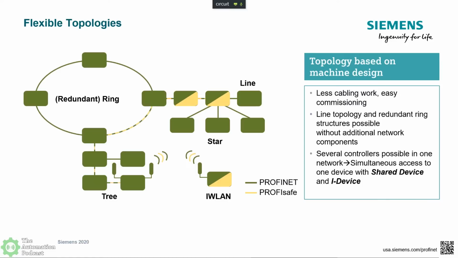What does that mean? You have less cabling and an easy commissioning. Line topology and redundant ring structures are possible with additional network components. We had that, and what we also have is that you can have several controllers on one network. So let's say you have one network with two controllers and various I/O devices, and part of the I/O devices are connected to one controller, and part of the I/O devices are connected to the other controller.